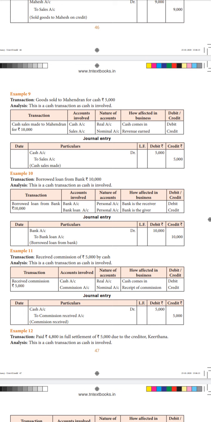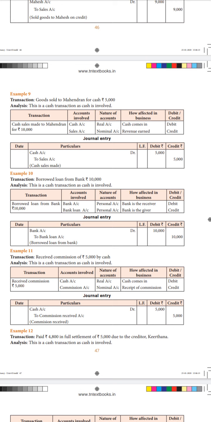So bank will be the receiver. You will debit bank account. The second one is bank loan account. It is again a personal account wherein bank loan is the giver. The banker gives the loan to the particular account. So here bank loan is the giver, so we credit that account. So we'll write the entry as bank account debtor to bank loan account.